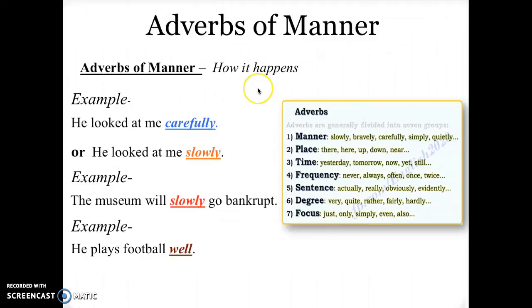To begin with, adverbs of manner are adverbs that say something about how something happens. For example, he looked at me carefully. Or we could have also said, he looked at me slowly. The adverb here says something about the way he looked at me. Another example is, the museum will slowly go bankrupt. Not quickly, but slowly. Another example is, he plays football well. Here we notice that all the underlined terms tell how something happened. Therefore, these are considered adverbs.